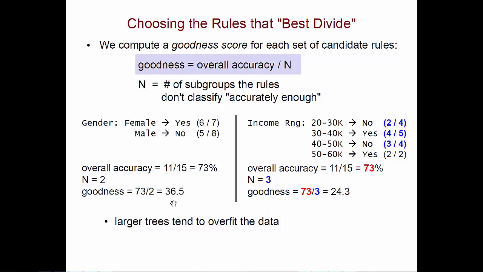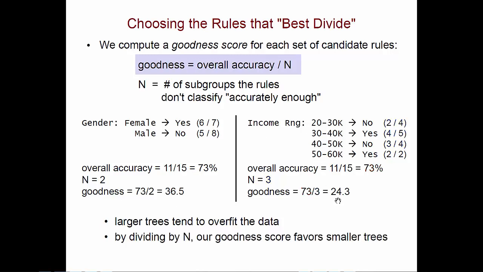And again, the intuition is if we had gone with income range, we would ultimately end up with a larger tree. And by dividing by n, our goodness score will favor smaller trees that have less likelihood of overfitting. And there is a special case, obviously, if n is 0, if everything is perfectly classified or classified accurately enough according to the cutoff that you end up using, then you can just choose that attribute.